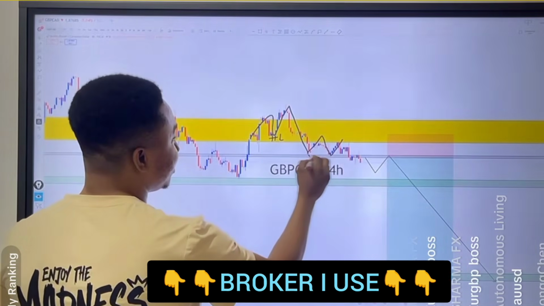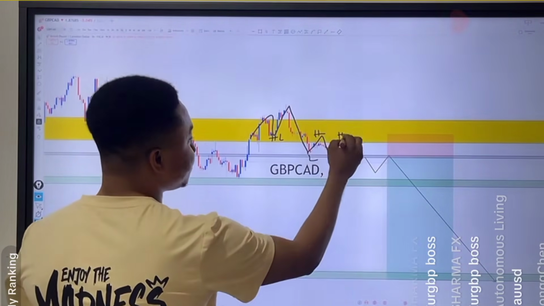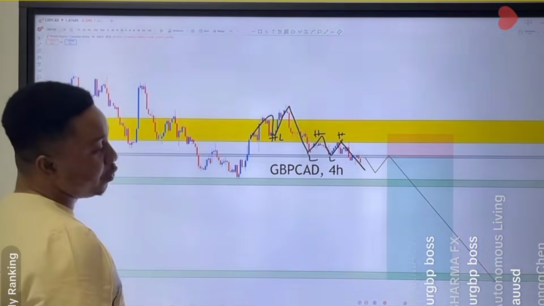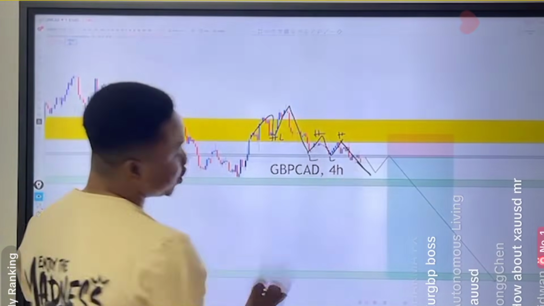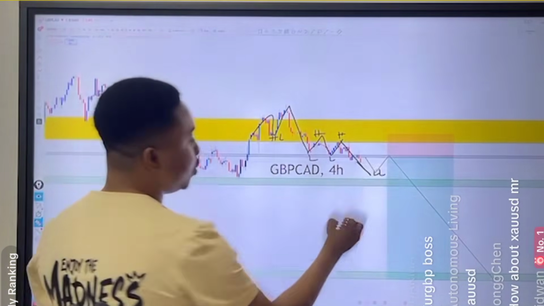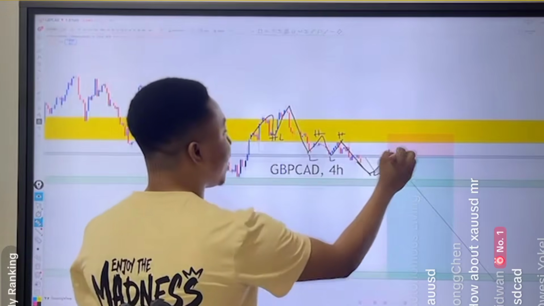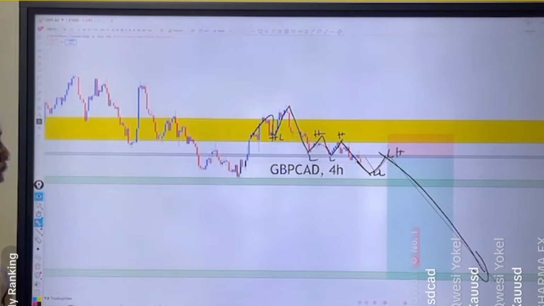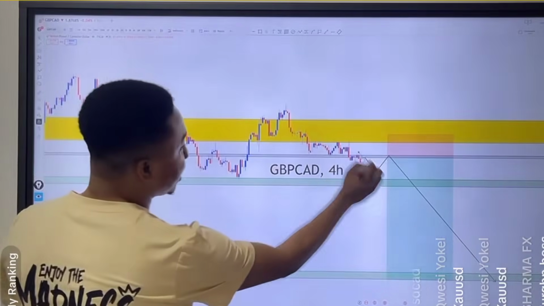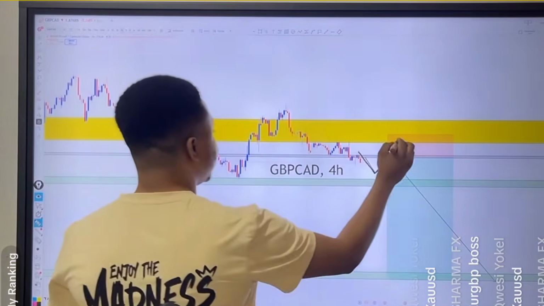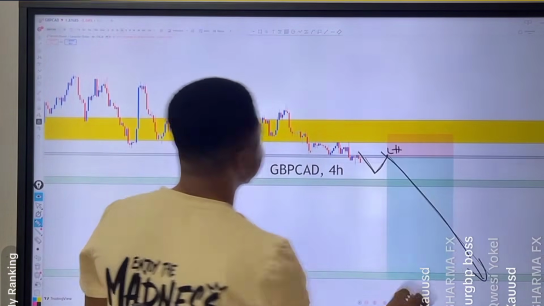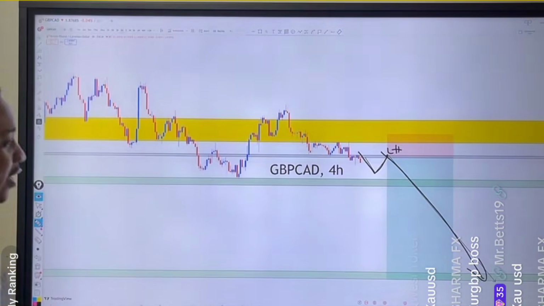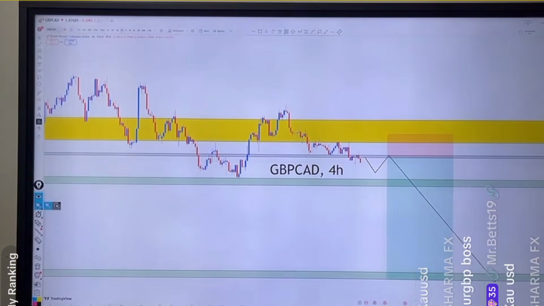Price has then given us equal lows, equal highs. We want to see a break below, which has already happened, but price will extend further down to give us a lower low, a lower high, and we'll be able to sell all the way down on GBP CAD. So GBP CAD, once the price completes the next push and retest as lower high, we will come in and start selling to the downside. So that's it for the GBP CAD as well.